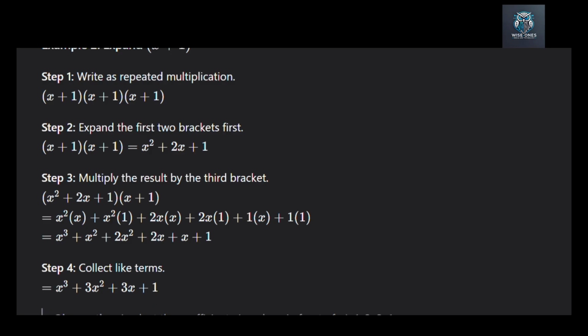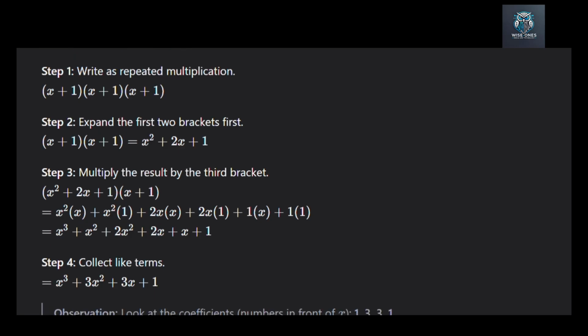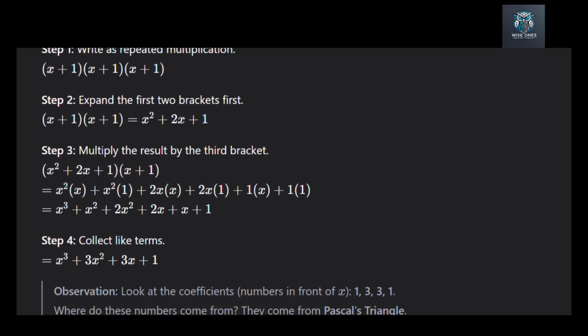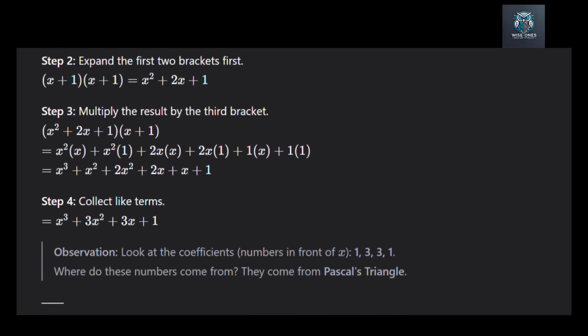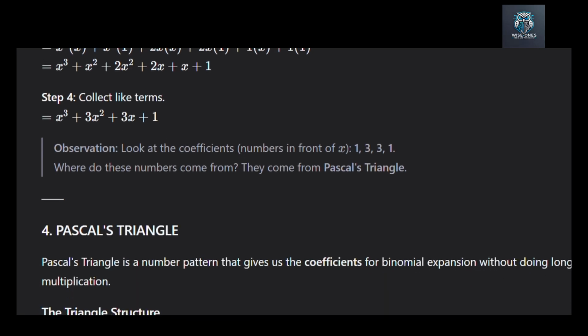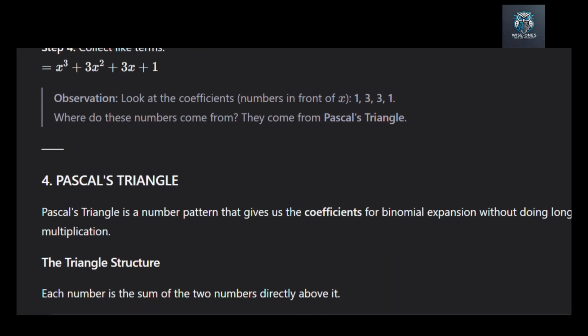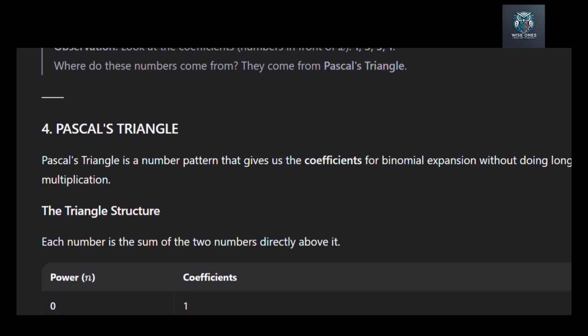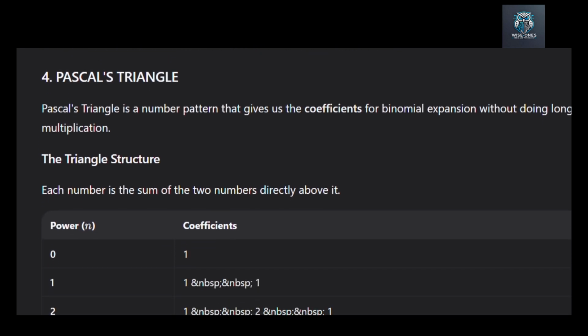Now, I want you to look at the numbers in front of the x terms. These are called coefficients. In our answer, the coefficients are 1, 3, 3, 1. Where did these numbers come from? They did not come from nowhere. They come from a special number pattern called Pascal's triangle. This leads us to our next section.